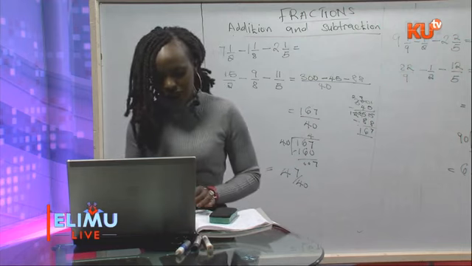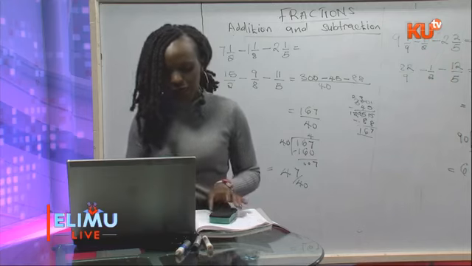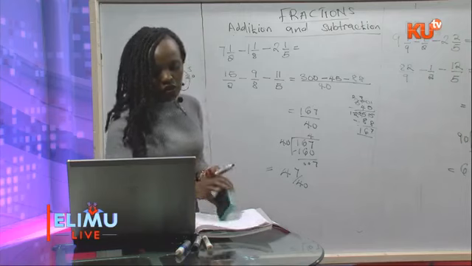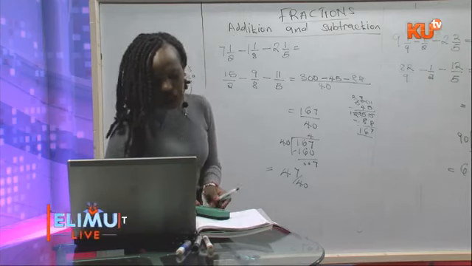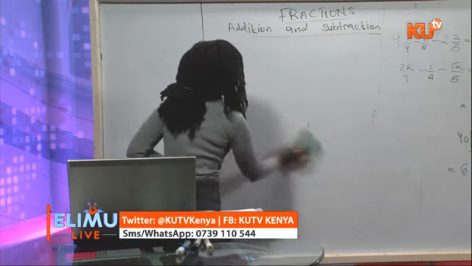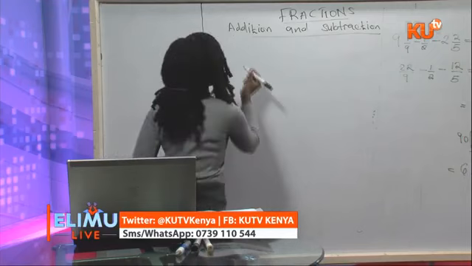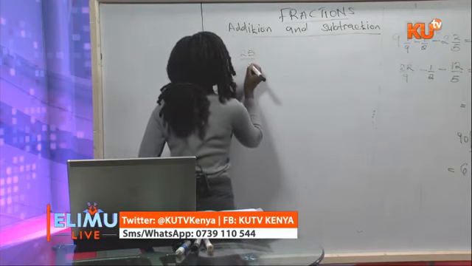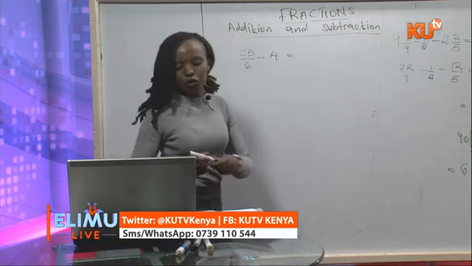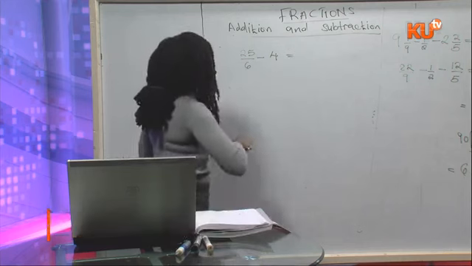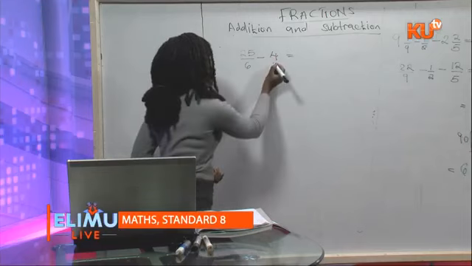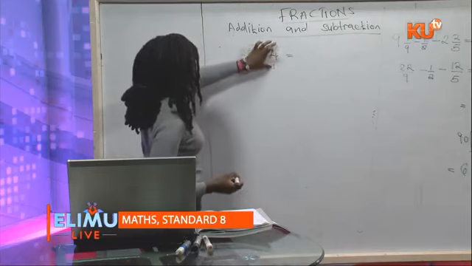So there's someone else who has a question. What is 25 over 6 minus 4? Maybe we can do it together. It is 25 over 6 take away 4. If you look at that, 4 is a whole number. So we change this 4 to a fraction. To change a whole number to a fraction, you just put it over 1. You don't change the value of the number.